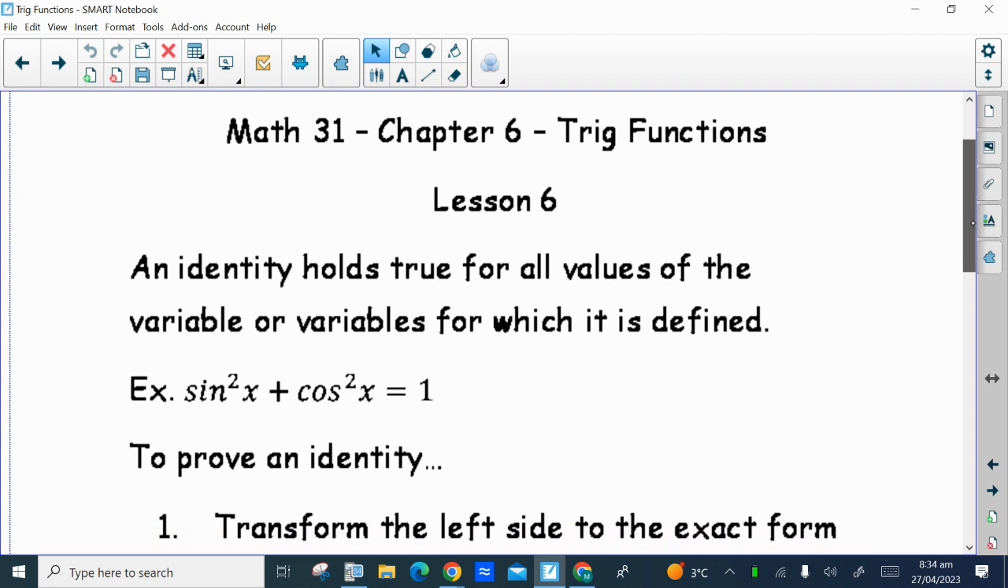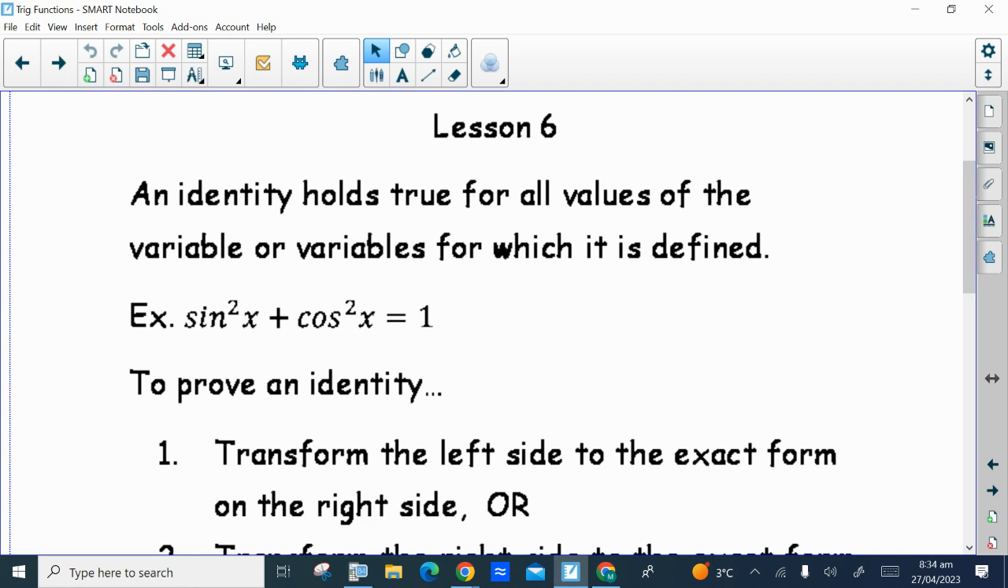Wait, I can prove sine squared x plus cos squared x is 1. How? Just separate the 1 into sine squared x plus cos squared x. Good job, Ray. Good job. The formula sheet says it, so yeah, you just put a 1.